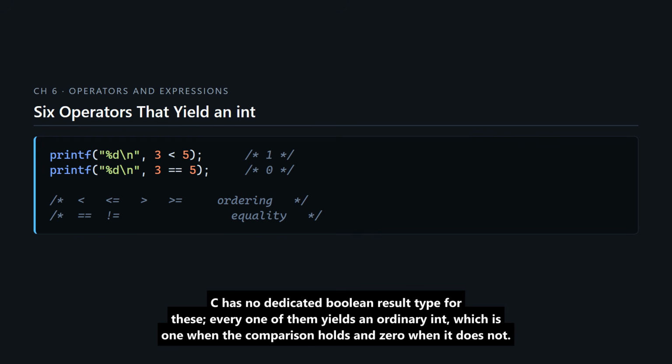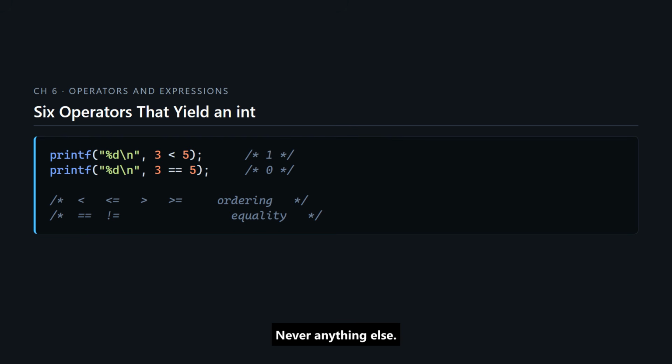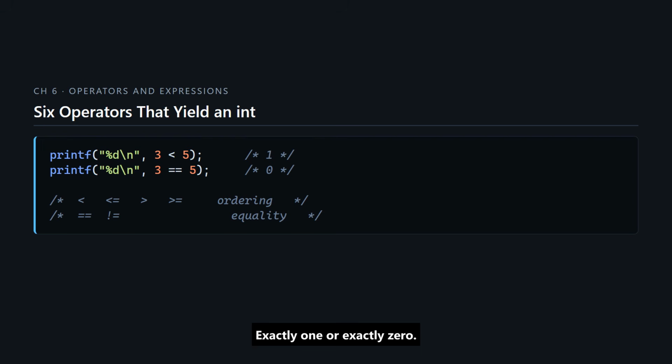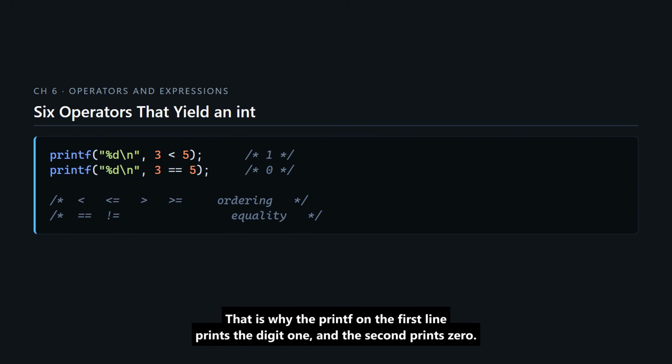C has no dedicated Boolean result type for these. Every one of them yields an ordinary int, which is 1 when the comparison holds and 0 when it does not. Never anything else. Not -1, as some older languages used, not an arbitrary non-zero value. Exactly 1 or exactly 0. That is why the printf on the first line prints the digit 1, and the second prints 0.